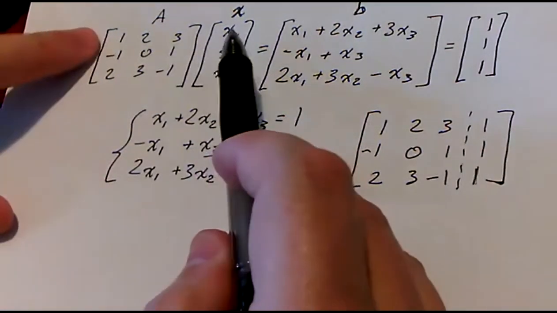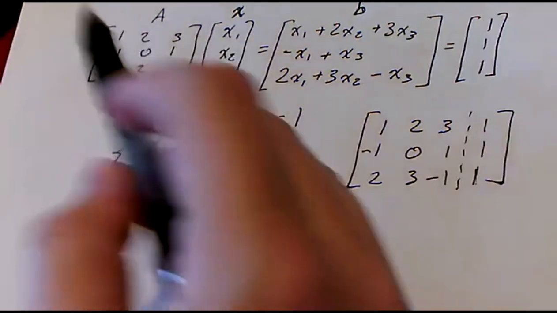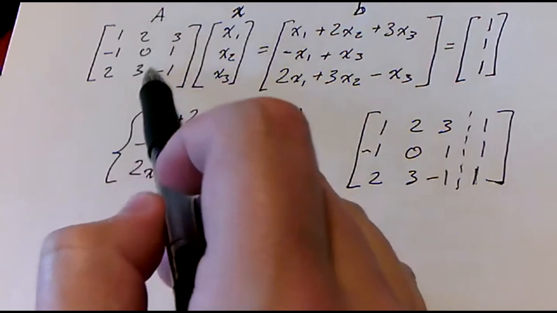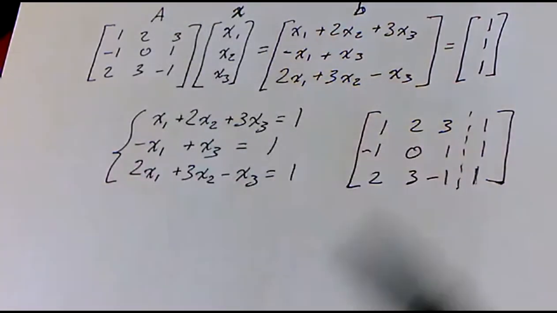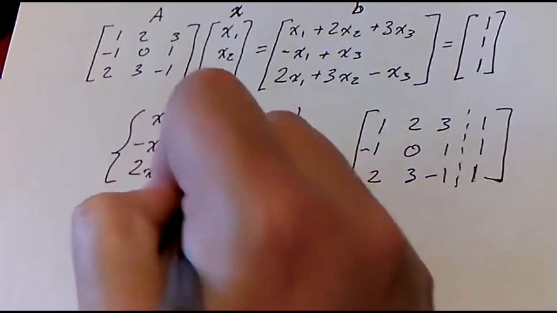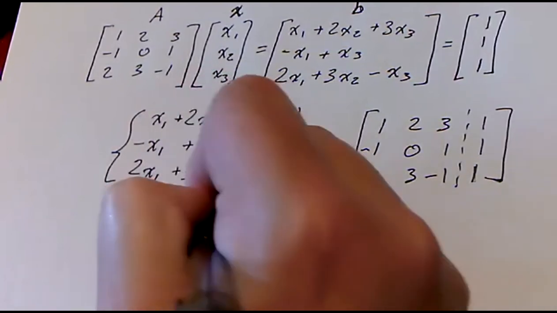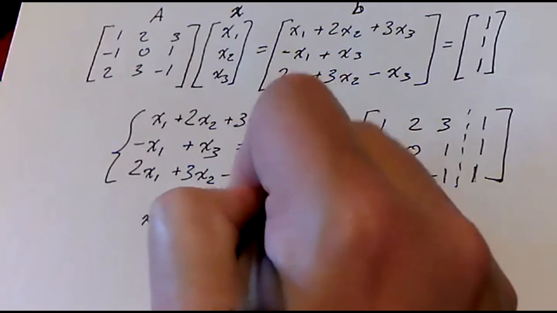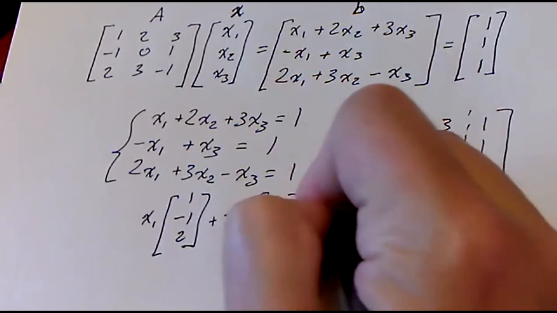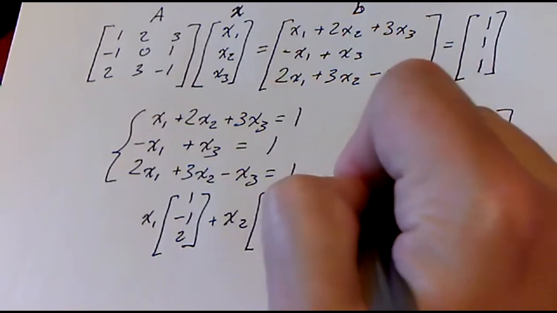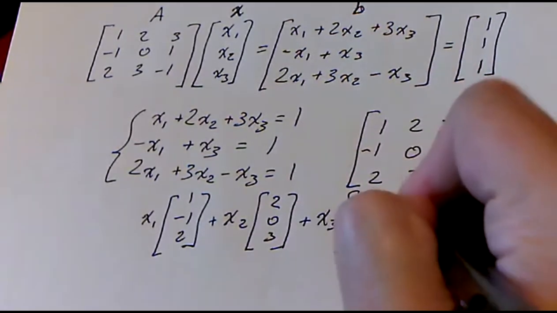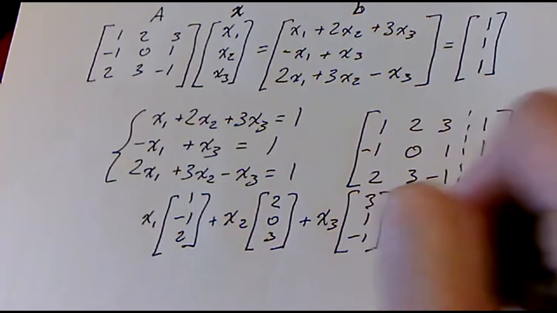Because ultimately what we did here is I took x1 and multiplied it by this first vector, and x2 by this second vector, and x3 by this third vector. So this would be the same thing as the vector equation x1 times 1, negative 1, 2, plus x2 times 2, 0, 3, plus x3 times 3, 1, negative 1, and setting that equal to 1, 1, 1.